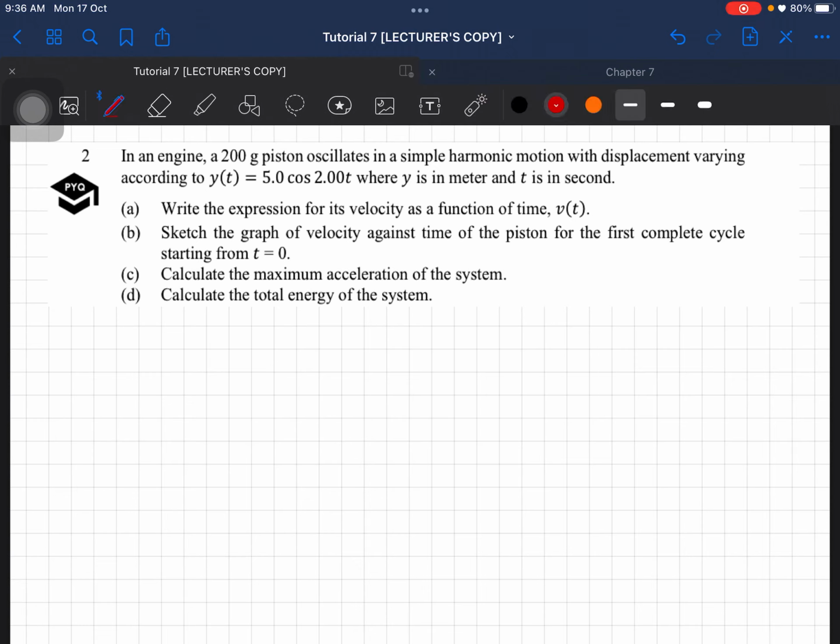So, in an engine, a 200-gram piston oscillates in simple harmonic motion with displacement varying according to the equation given. So we have the mass of the piston equal to 200 grams. Convert that into kilograms, that will be 0.2 kilogram. And the question also gives us the equation here, that is 5 cos 2t. So we have to write an expression for its velocity as a function of time.